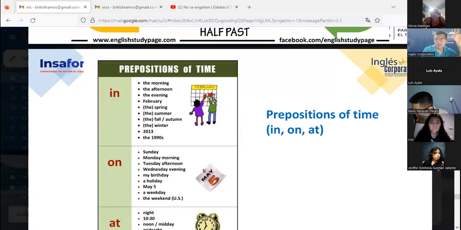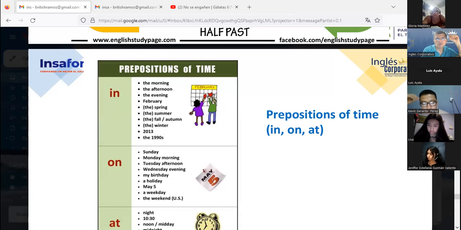Clear here? No questions? Speak now or forever hold your peace. Hable ahora o calle para siempre.